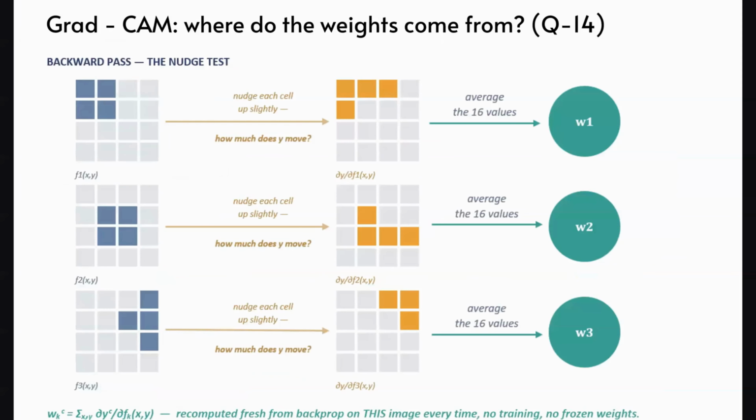And due to the limitation, now we have Grad-CAM. Similar to CAM, which has this one issue, we now have Grad-CAM, and this also happens during the backward pass, but not during the training.